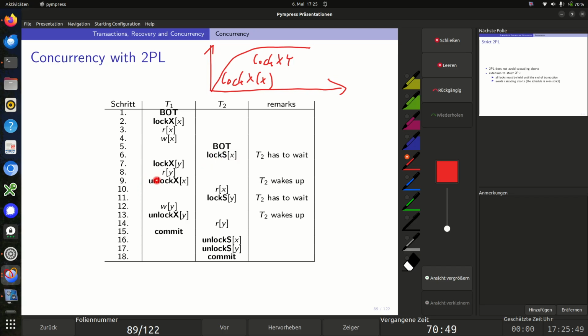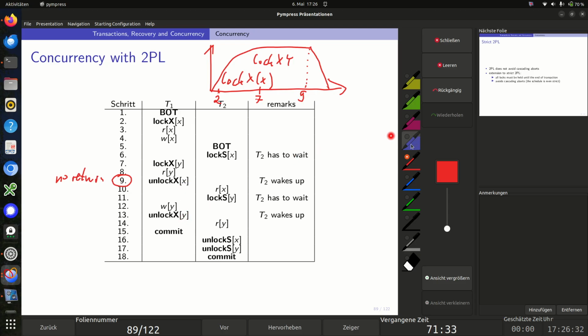Maybe I should have drawn an x-axis. This was at time 2, and this was at time 7. And here, point 9 is the point of no return. Afterwards I release the first lock, and then I'm not allowed to acquire any other lock. I have the unlock of X and then the unlock of Y.